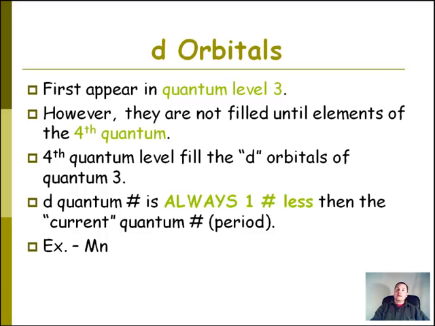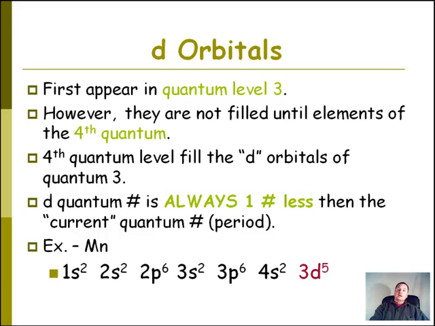Let's look at Mn, manganese. Manganese is going to be in our middle section here. It's in the fourth row down, fourth quantum level, and fifth one over. But since d's are always one behind, rather than writing 4d5, we are going to write 3d5, because these are actually filling the third quantum level, not the fourth. A little confusing, but once you work with them, it gets pretty easy.